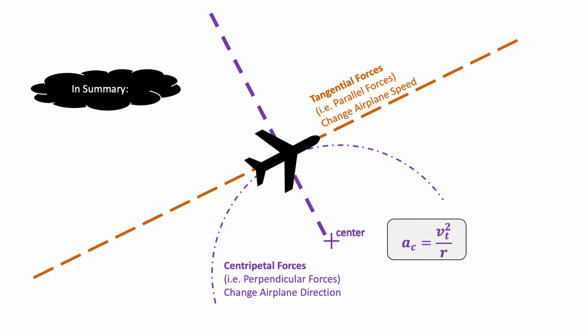We have equations for centripetal motion. The centripetal acceleration is directly proportional to the square of the velocity and inversely proportional to the radius. And of course, you can always use Newton's second law even on the perpendicular axis, except in this case, the acceleration it's talking about is centripetal.